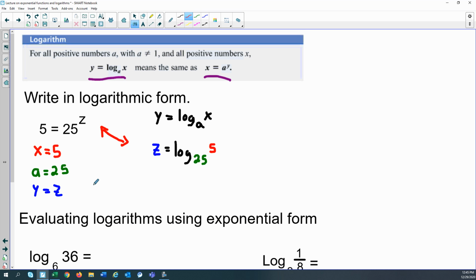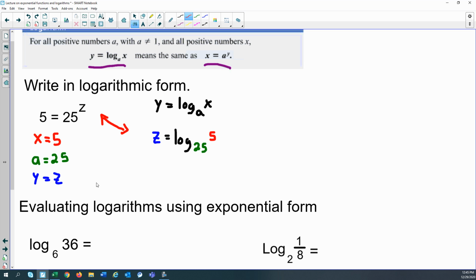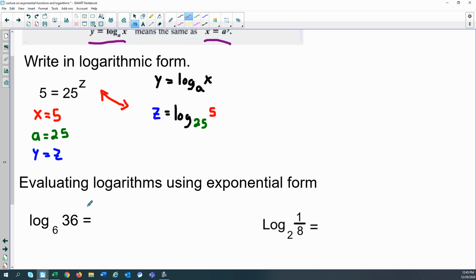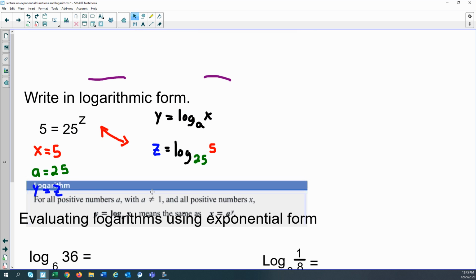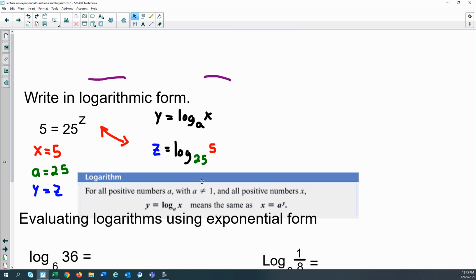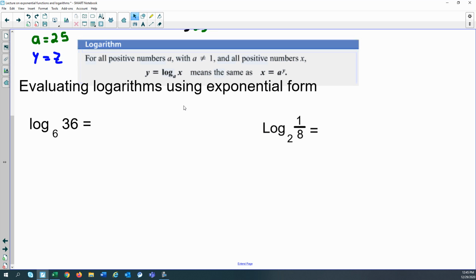Let's see here. So now let's evaluate logarithms using exponential form. So you can use calculators to get some of these, but we're going to try to figure out what they are based on converting them to exponential form. I'm just going to slide this down so we can see it as we work through our next examples.